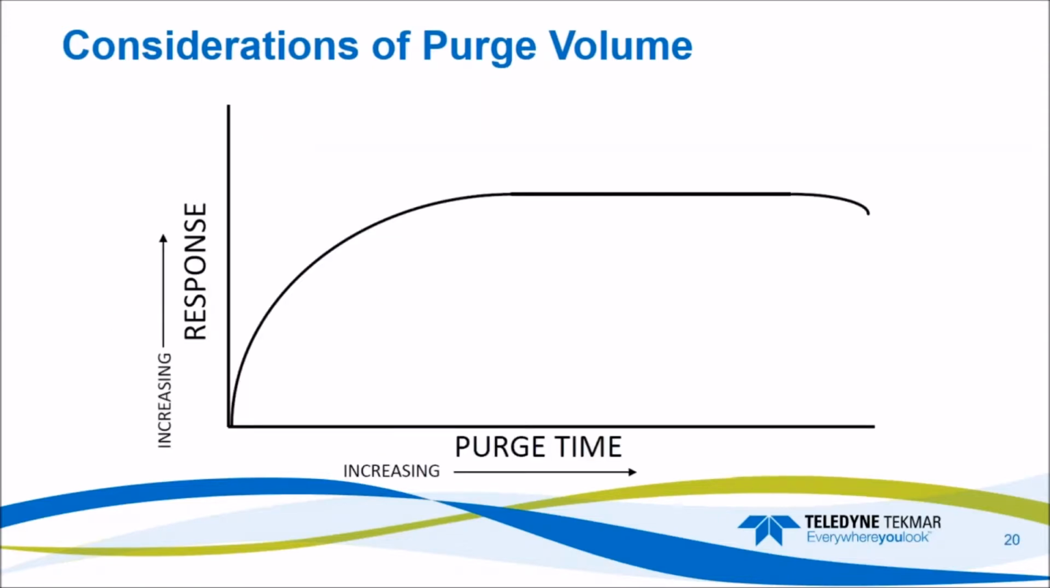Therefore, as our purge volume and time are increasing, they get to the point where the response starts to plateau, and eventually you start to lose response because those compounds are getting stuck on the sorbent bed of the trap, which can lead to a waste of time and gas, which means a waste of resources.